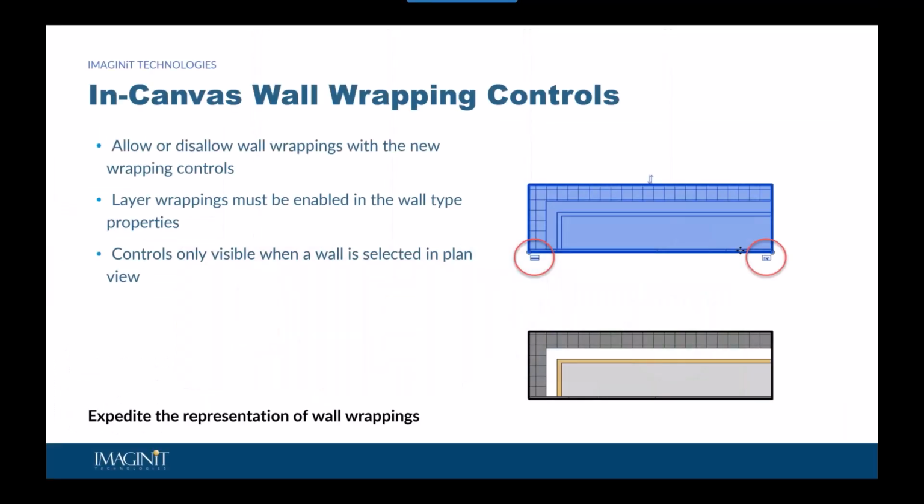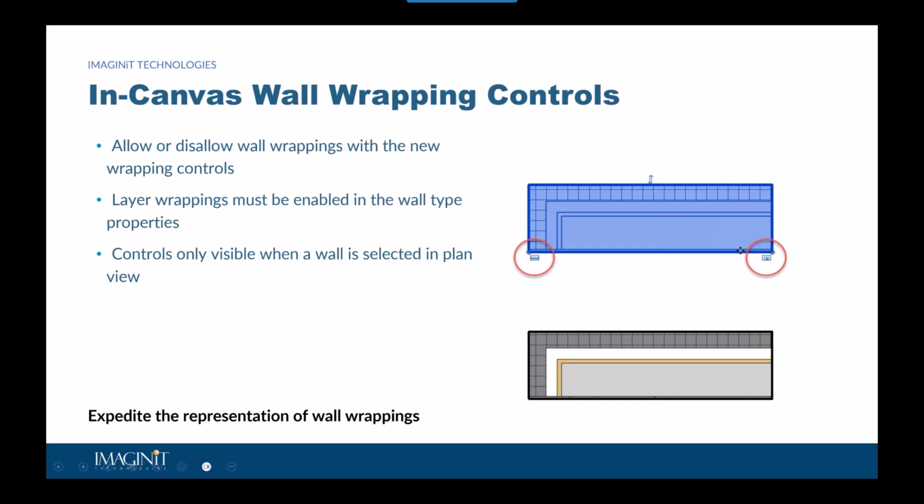Another new feature for walls is the in-canvas wall wrapping controls, which allow or disallow the wall wrapping conditions with controls in plan views. When wall layer wrapping is enabled for wall ends, the wrapping behavior of each wall end can be changed with the control located near the wall end. The control is only visible when the wall is selected in a plan view. Click the control to change the wrapping behavior of the layers at the wall end.